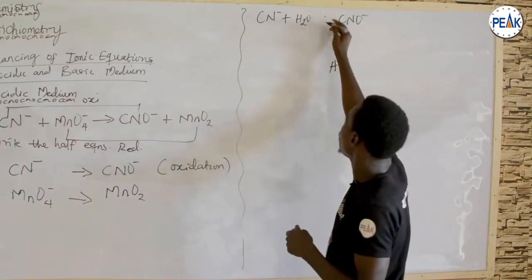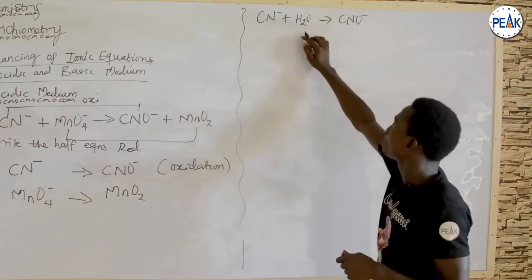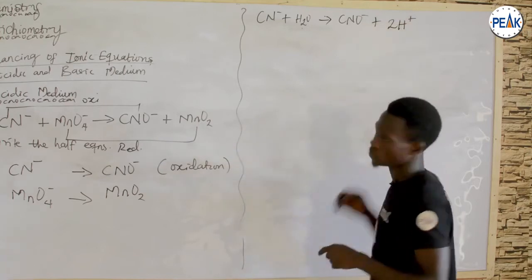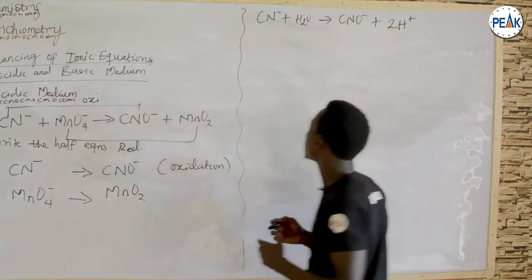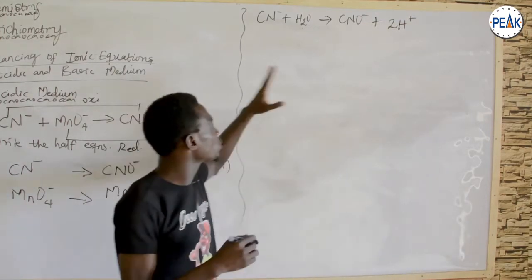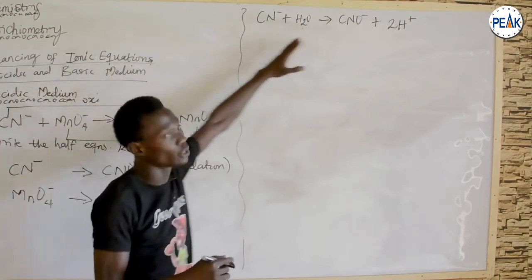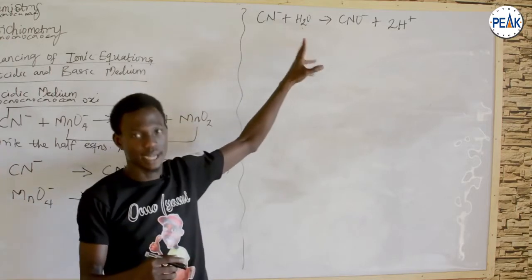Now, I have 2 hydrogen here, which means on this side, I'm going to balance it with 2H+. Now, with this, you will see that I've balanced this equation atomically, because in balancing ionic equations, I have to first balance atomically, then balance ionically.